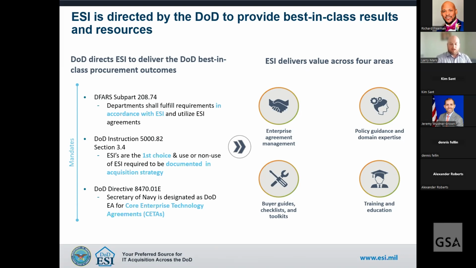DoD Directive 8470.01 designates the Navy as the executive agent for CETAs, or Core Enterprise Technology Agreements. Then what we deliver are your enterprise agreements, policy guidance, and domain expertise, buyer guides, checklists, toolkits, and also training and education.